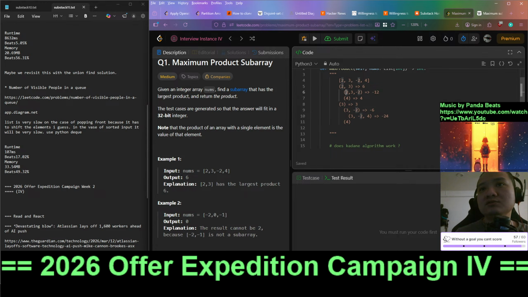So 2, 3 here, 2, 3, negative 2. So what are the subarrays that 3 can be part of? Can be part of 2, 3, which is this one already, right? So if we do this, 4 is 4. So then now we have negative 2. So this is negative 2. Right, we have to force to pick 4, right? Or not pick at all, right? This will give us negative 8, right?